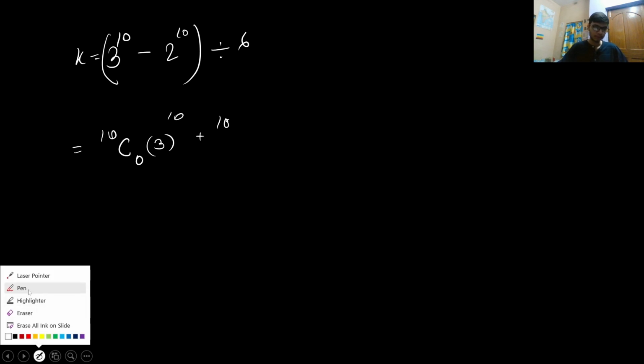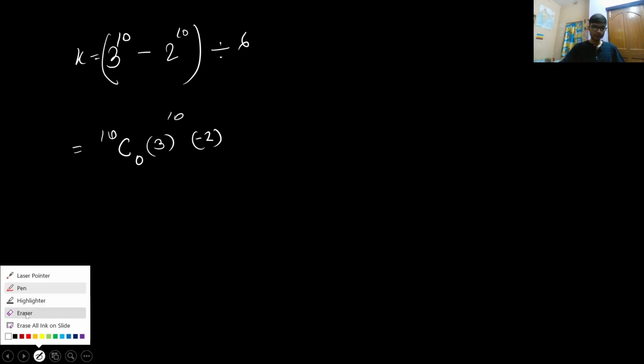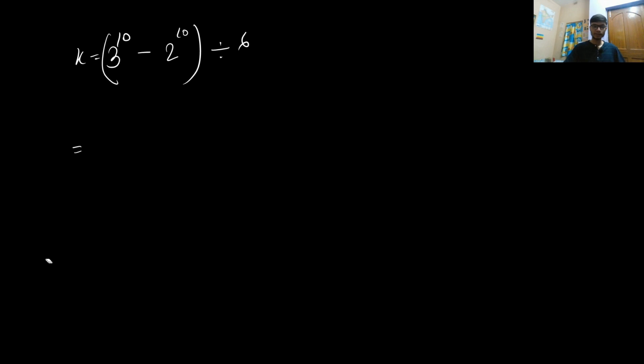If you are asked about divisibility by 6, then the number must be divisible by both 2 as well as 3. So from here, I can write this particular number 3 as 2 plus 1 whole raised to the power 10, minus 2 to the power 10, rather than solving it in the other fashion.